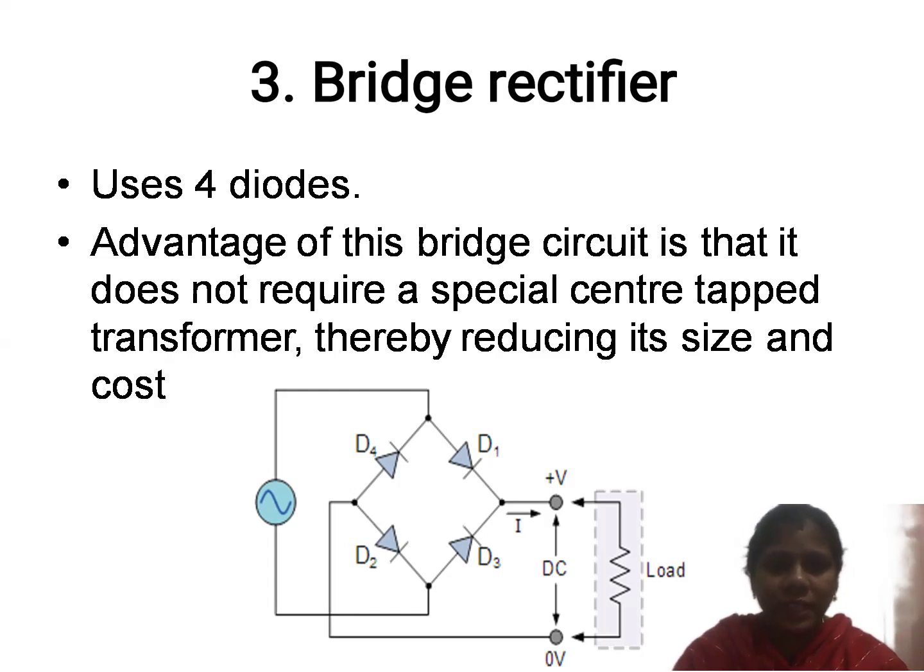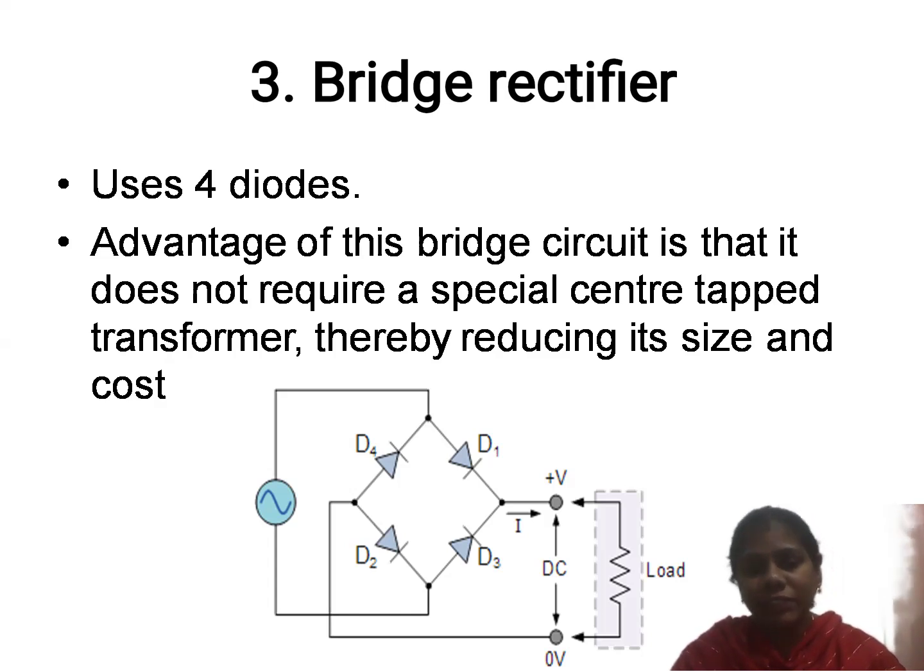So here you can see that the advantage of this bridge circuit is that it does not require a special center-tapped transformer, thereby reducing its size, complexity, and cost also. This is the circuit diagram for the bridge rectifier, where we are using diodes D1, D2, D3, D4. The name itself indicates a bridge. So diodes D1, D2, D3, D4 are connected in a bridge type of connection. That's why this rectifier is called a bridge rectifier.